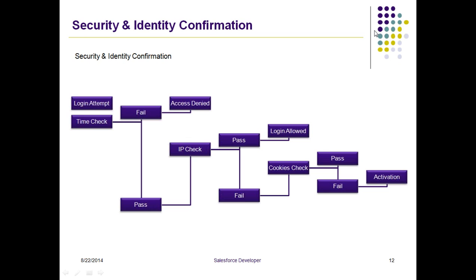The second thing is, do you notice that the time check is pretty clear and straightforward. If you are not within the time check, you are not allowed to log in. But for the IP address, there are a lot of alternatives which Salesforce is allowing. If you are not in the right IP range, you get a second option, then a third option. In the time check, there is no other option. Fail, gone. Here the IP check fails, goes to the cookies check, fails, goes to activation.